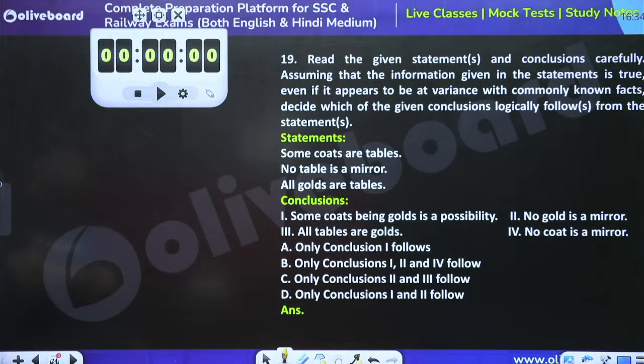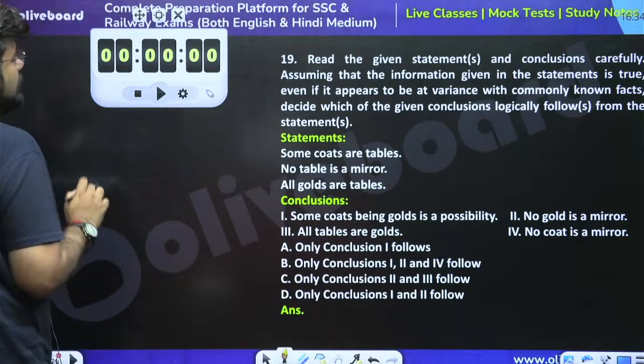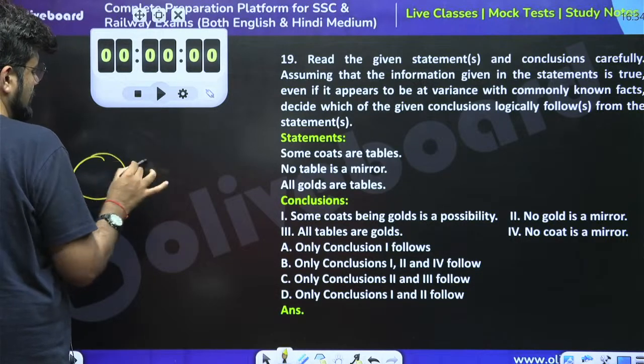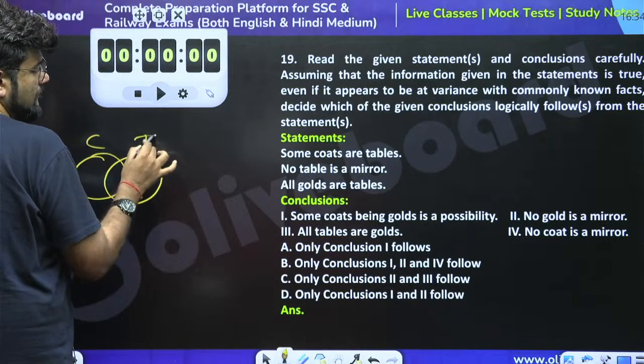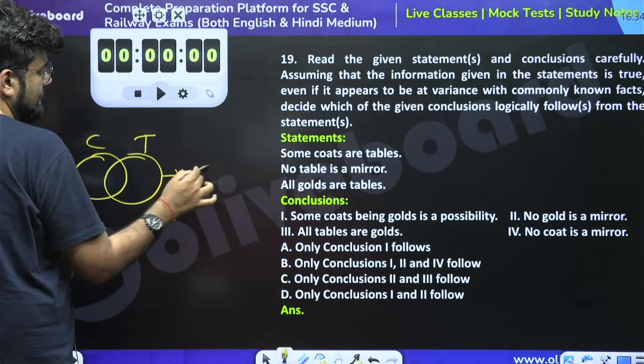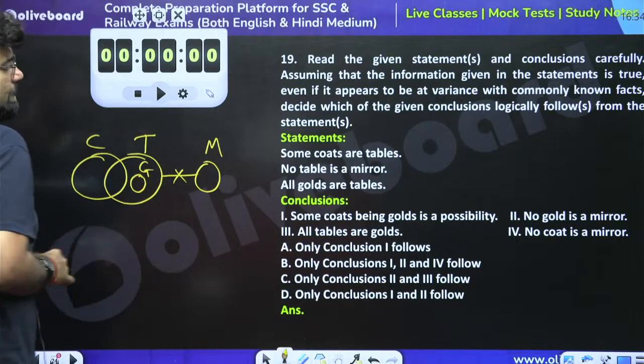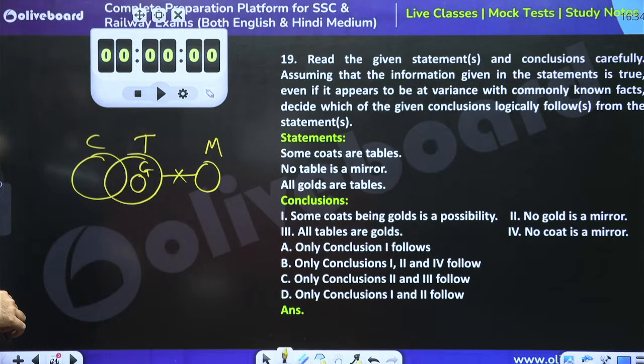For the first time in 2022, CGL Tier 1 possibility-based questions in 2 shifts were asked. This is one of them. Easy question. The question is not difficult, but CGL never put across possibility before this. Some quotes are tables. No table is a mirror. All golds are tables. Some quotes being golds is a possibility.